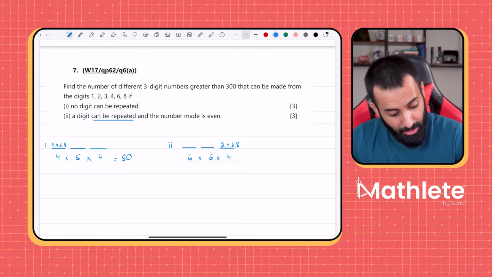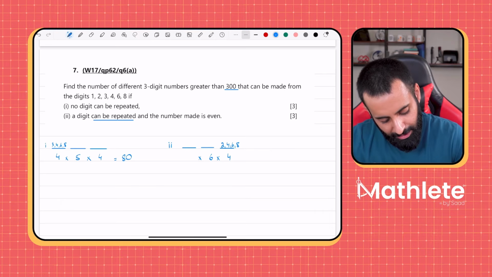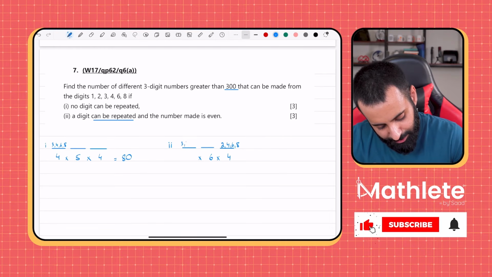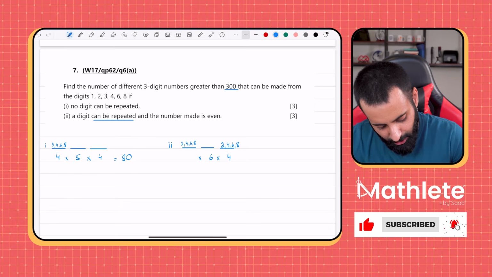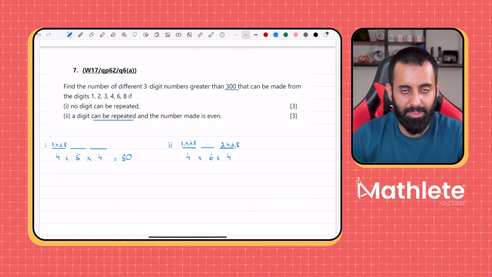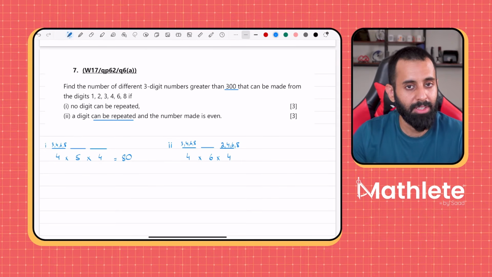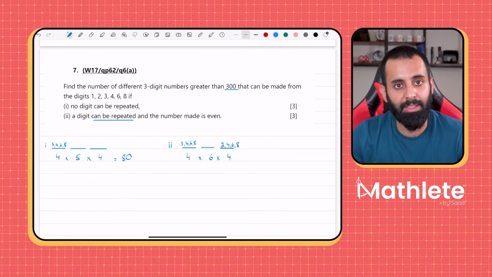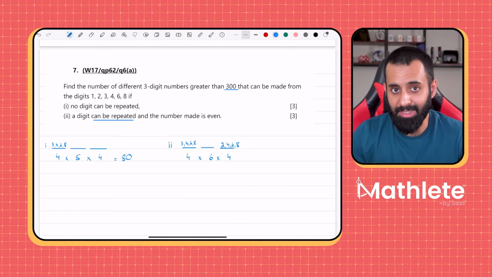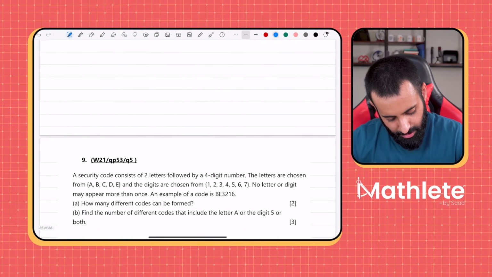Why? Because, for the first place, my bad, we still have to make sure that the number is greater than 300. So in order to make sure that the number is greater than 300, we can have 3, 4, 6, or 8 in the first place. So that's 4 options. In between, we can have 6 options because even though, let's say, a 3 is placed in the first digit, we can still have it in the second or even not in the third digit because the number is supposed to be even, but we can have it in the second digit. That means we can have 2 3s. Why? Because a digit can be repeated. That's what the question says. So 4 into 6 is 24. 24 times 4 is 96. And there you go. That is the correct answer.